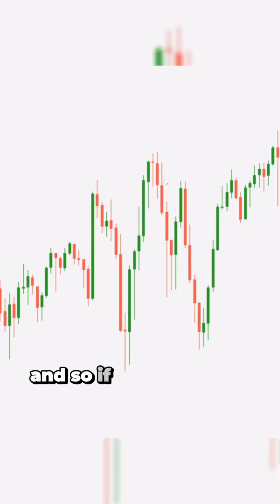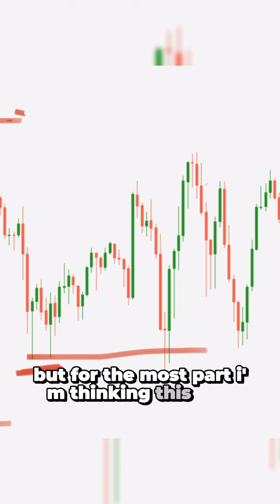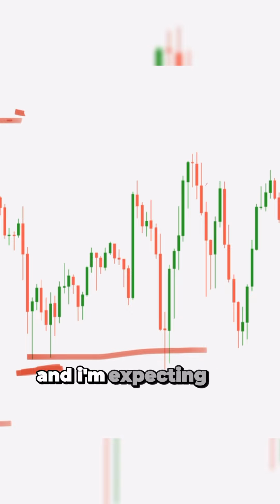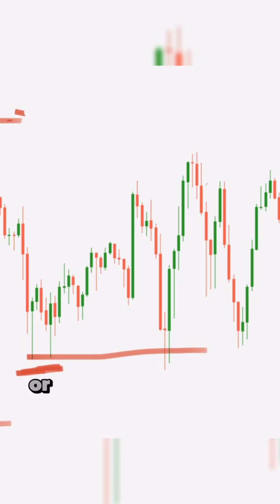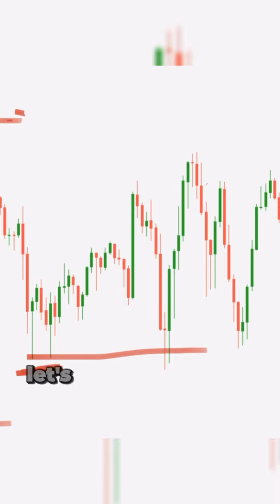And so if I'm looking at this chart, honestly, in the morning that I'm looking to trade, we've got our London lows here and we've got our sweep. I'm looking for that entry, but for the most part, I'm thinking this is a trash market and I'm expecting to take a loss on this day, or just not even think about trading that day. So why? Let's go ahead and look at a higher time frame chart of the same day.